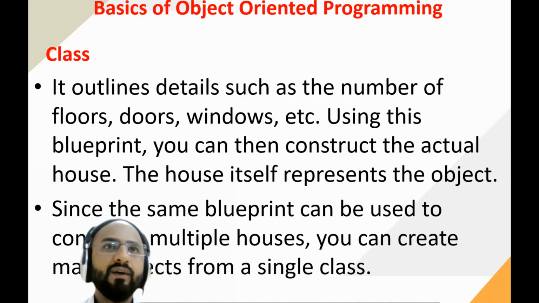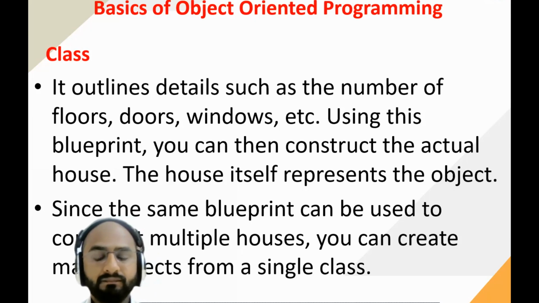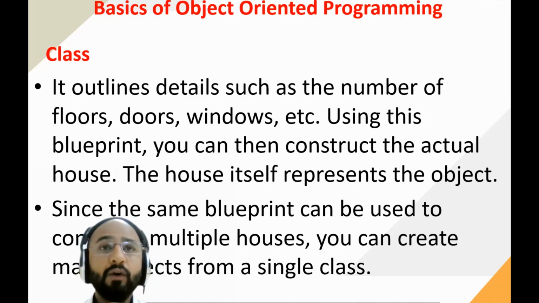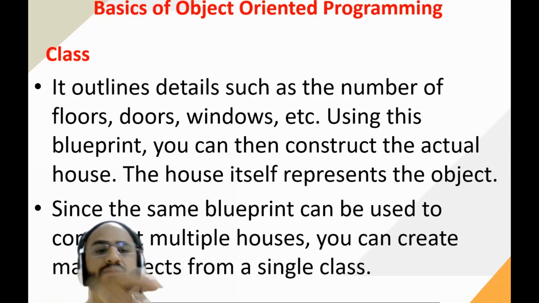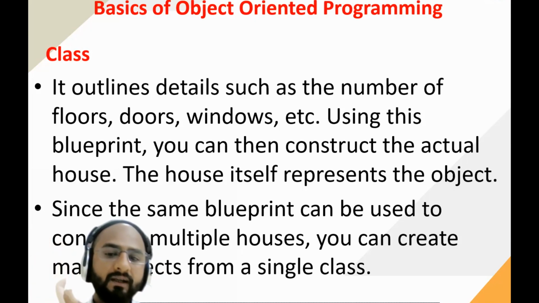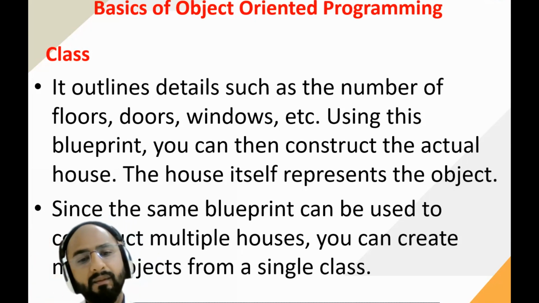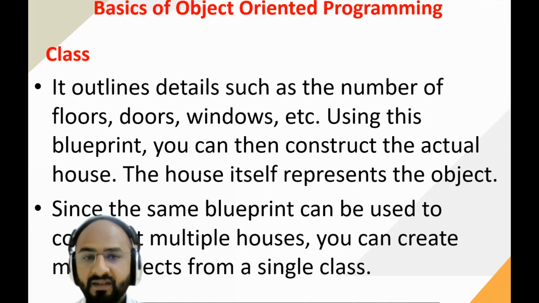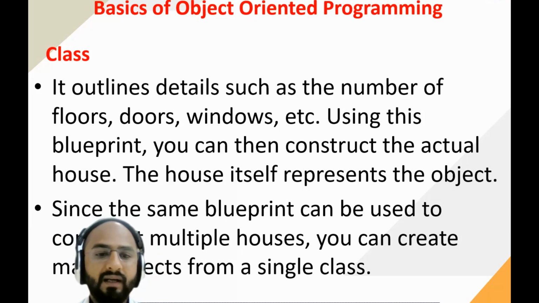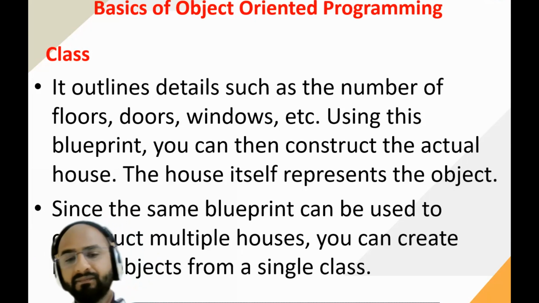So when you have created a class programmatically, you can create multiple objects of that particular class, which have the same blueprint of that class. So you can create multiple objects from a single class. I hope you are getting this point correctly. What is the class? What is the benefit of class? And what the class actually is in real life? And class has properties and methods.